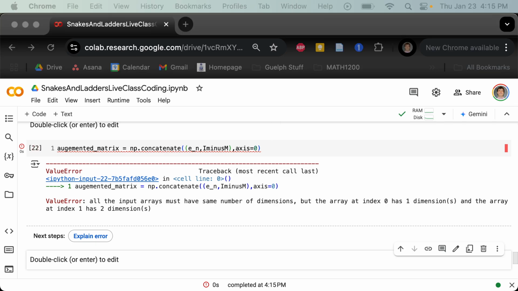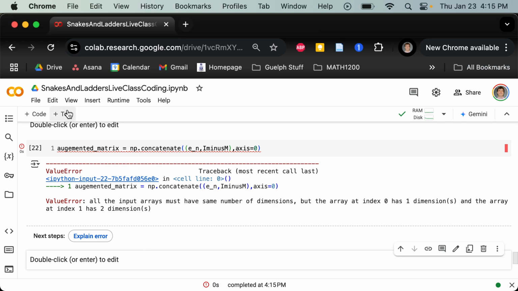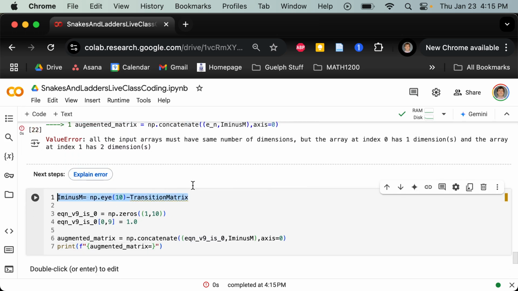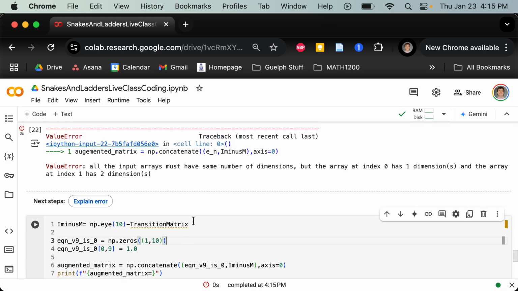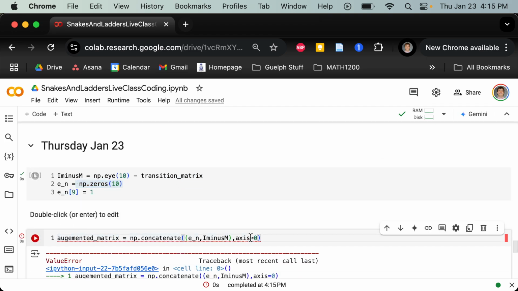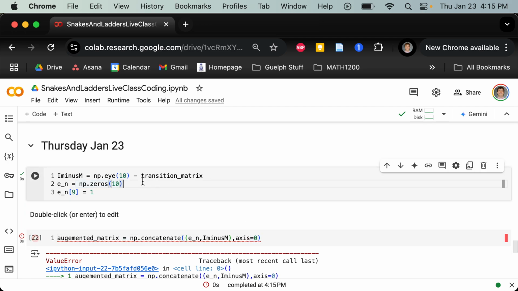Okay, I'm gonna copy paste over here and see what it does not like. This is what I had before. I minus the transition matrix. Okay, this is a fantastic life lesson for you. So over here, I made an array of zeros with np.zeros, and now it's yelling at me. And it's like, I don't know what you're talking about. You cannot possibly stack an array of 10 zeros on top of a matrix.